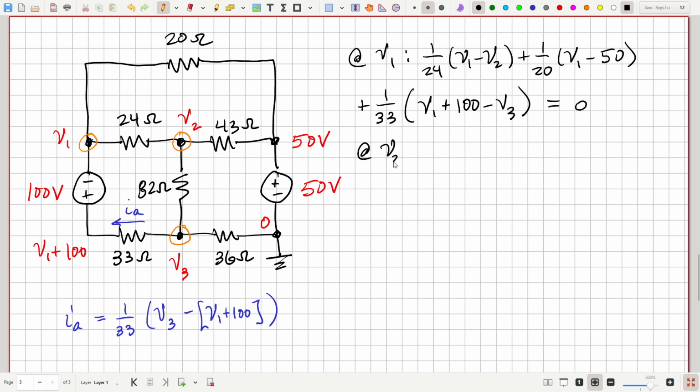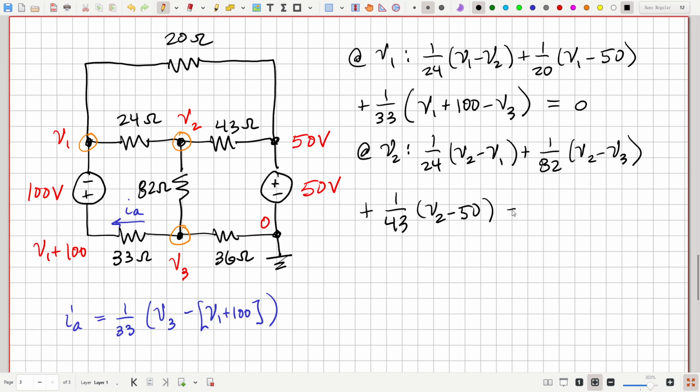Okay, what about at node 2? Right here. Now here we've got three currents, that, and that. So that's straightforward. This one here is V2 minus V1 over 24, so 1 over 24 times V2 minus V1. And going down here, V2 minus V3 over 82. And then finally, this current going to the right is V2 minus 50 over 43. And that's equal to 0.